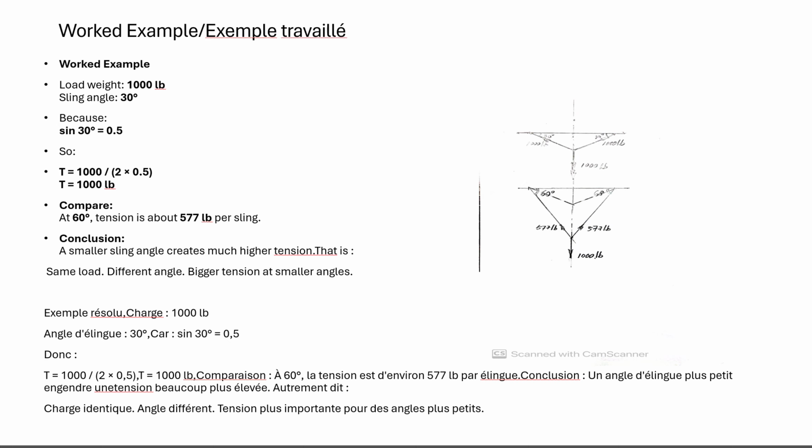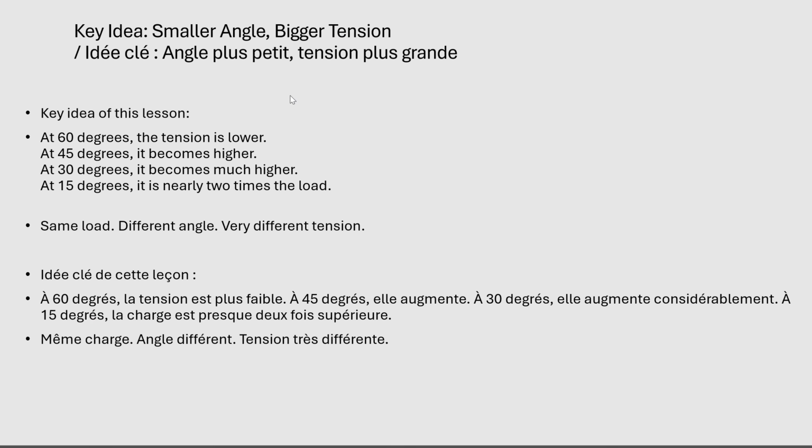Conclusion: the smaller the sling angle, the much higher the tension. Same load, different angle, bigger tension at smaller angles. At 60 degrees, the tension is almost half of that at 30 degrees. This is the key idea of this lesson.